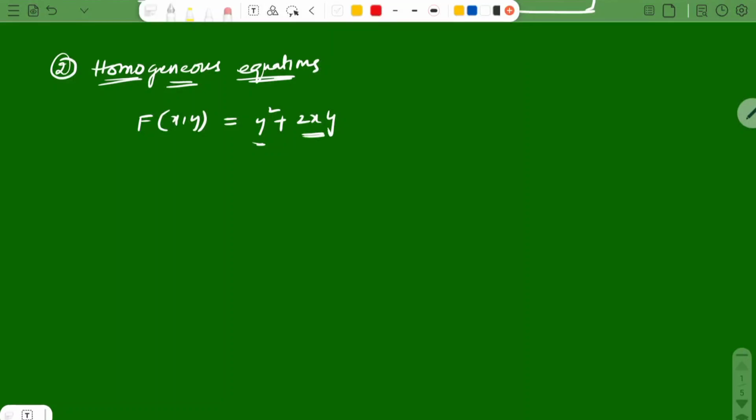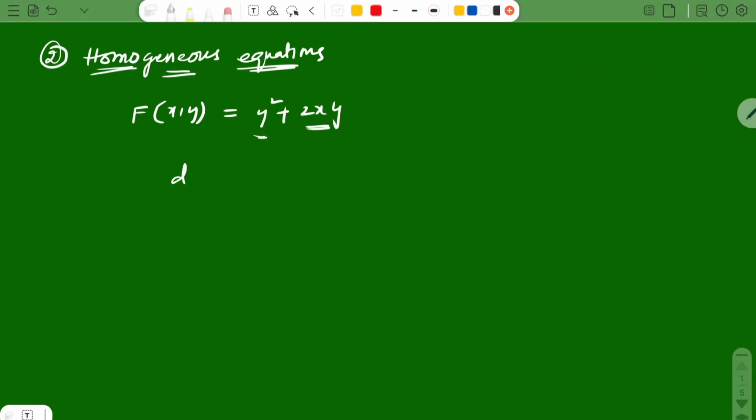Then how do we solve these types of differential equations? Then what is the working rule? For example, let me take an example: dy by dx is equal to x plus y divided by x.